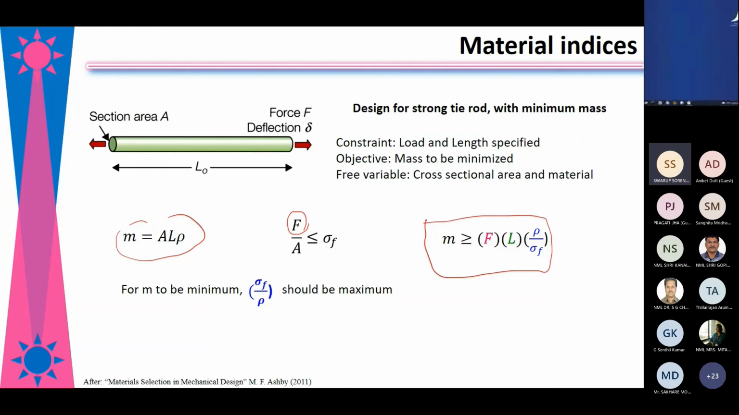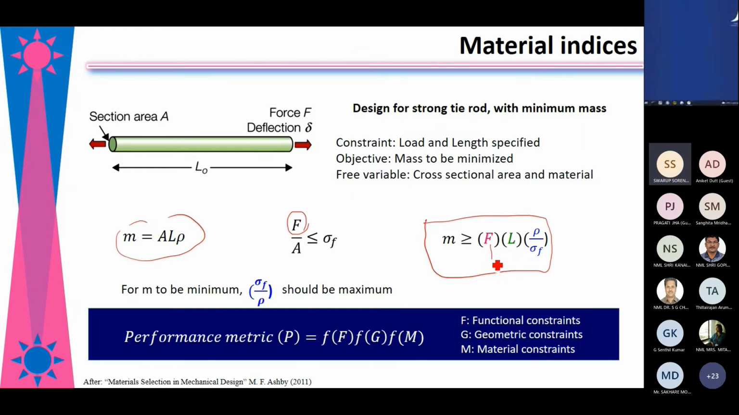So here, this is force F. This is the functional constraint, that force F has to be sustained by this. Length is a geometrical constraint. So length has to be this, and this is the material constraint. Okay. So rho by sigma F has to be minimum for mass to be minimum, so we have to maximize the inverse of this for M to be minimum. Okay, so this is how we go about it. I will come to that later, how to use this to select a material.